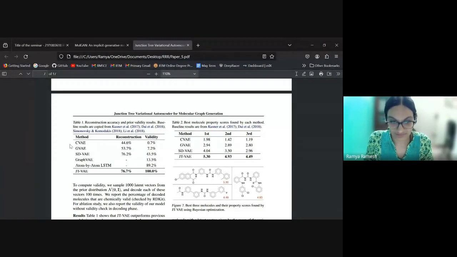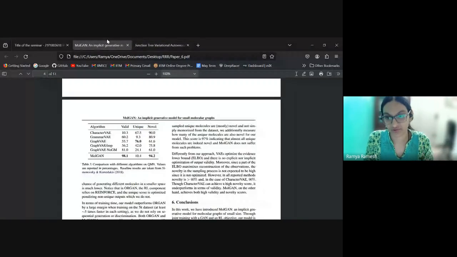Like here as well, this is another variational autoencoder called the junction tree variational autoencoder. And again, you can see how they're comparing their results with other models' results, and this is usually there in most of the papers.